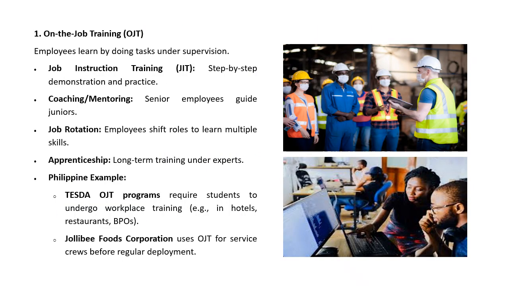The first method is on-the-job training, or OJT. This is where employees learn by doing tasks under supervision. Job instruction training, or JIT. This is a step-by-step demonstration and practice. Coaching or mentoring. This is where senior employees guide juniors. Job rotation. Employees shift roles to learn multiple skills. Apprenticeship. Long-term training under experts.